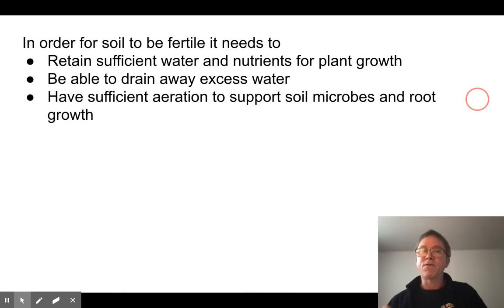What makes a soil fertile? First of all, it has to be able to retain water, right? So plant roots grow down, and after a rain event, it could be weeks or even months before it rains again, and these plants need to be able to continue to access water, moisture from the soil. So it's essential for a good soil to be good at retaining water.